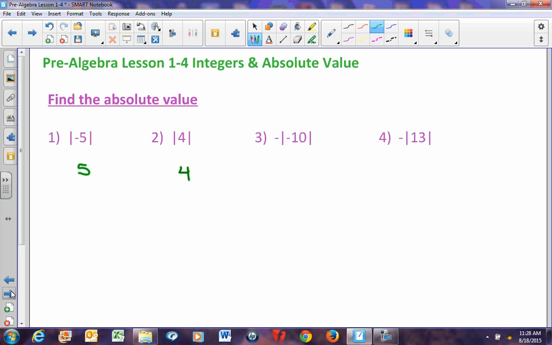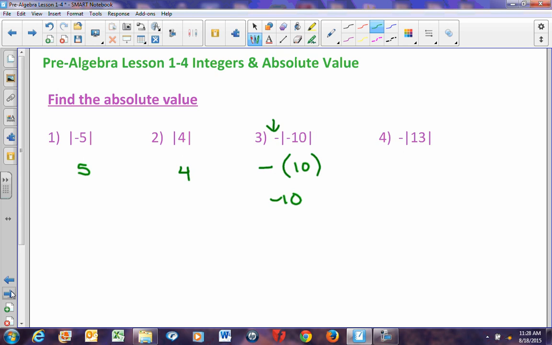Number 3 says the opposite of the absolute value of -10. So let's do this in 2 parts. The absolute value of -10 is 10. So the opposite of the absolute value of -10, okay, is -10. That's the only time you'll see a negative: if you have a negative sign on the outside of your absolute value. Okay? Because then it doesn't go away.